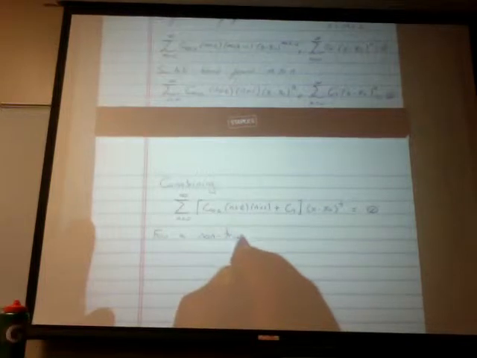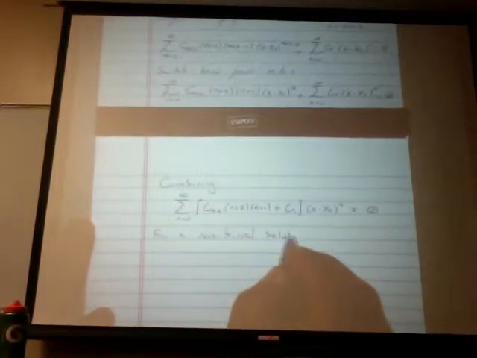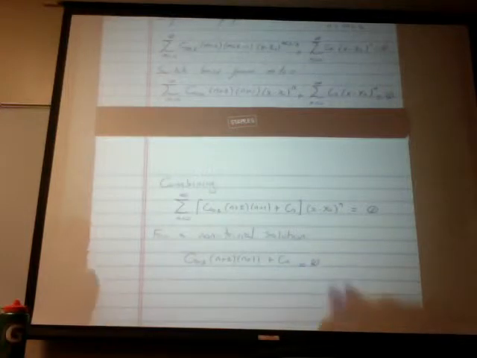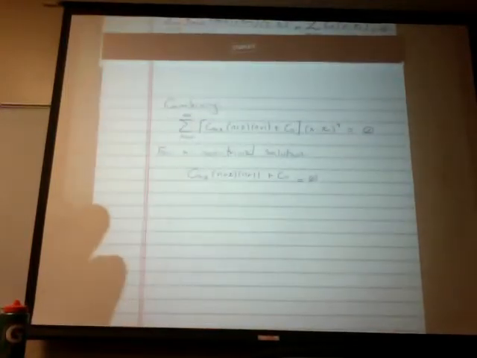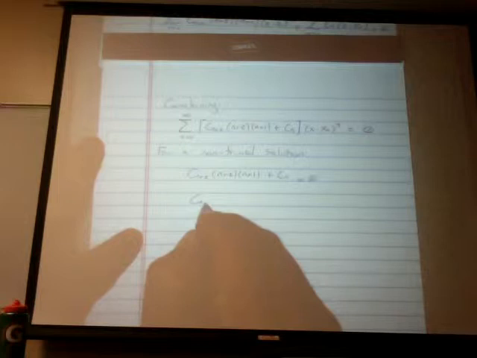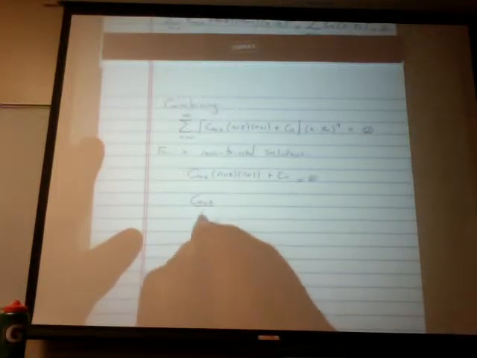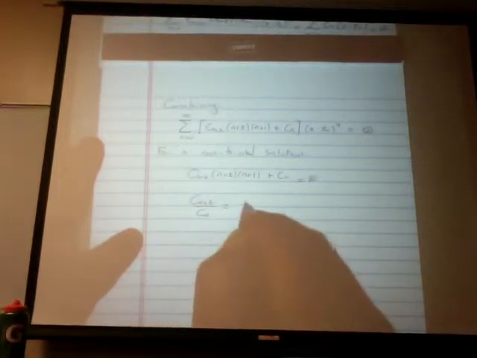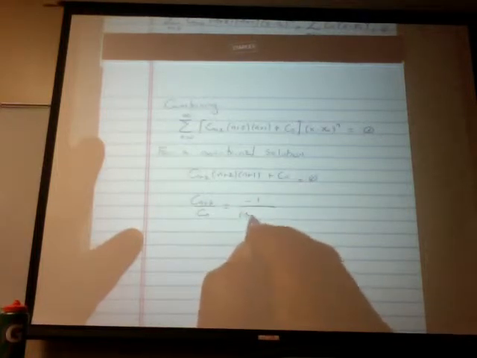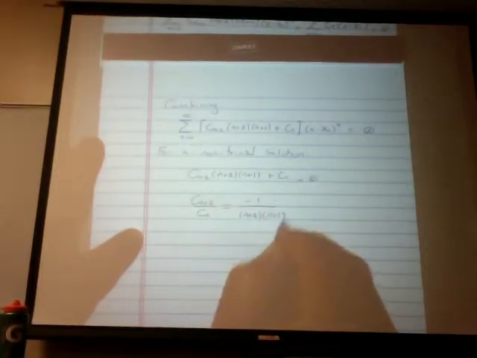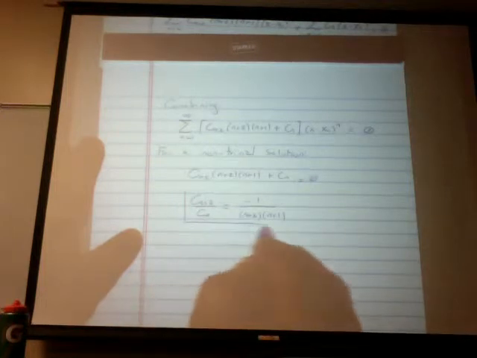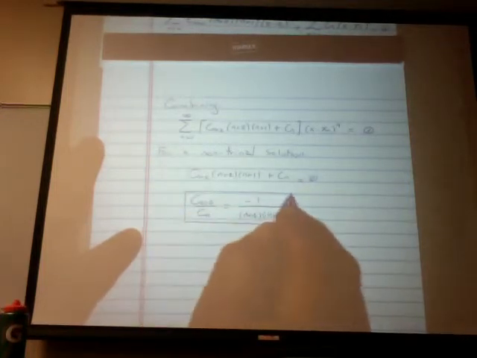For a non-trivial solution, Cn plus 2 times (n plus 2)(n plus 1), plus Cn, needs to be equal to 0. Which means that Cn plus 2 divided by Cn is equal to minus 1 divided by (n plus 2)(n plus 1). And this here is called the recurrence relation.